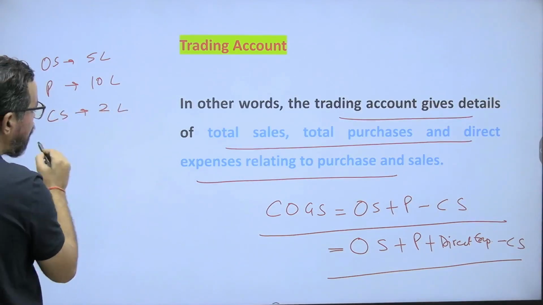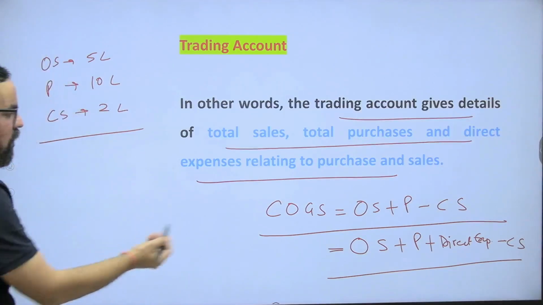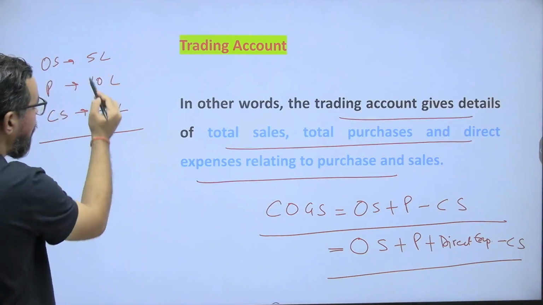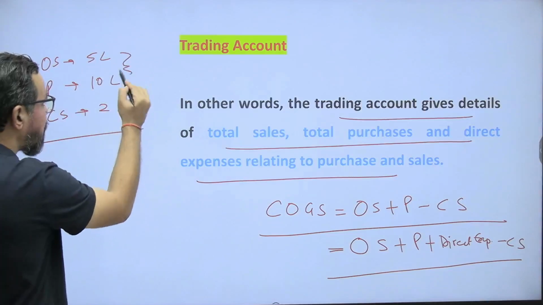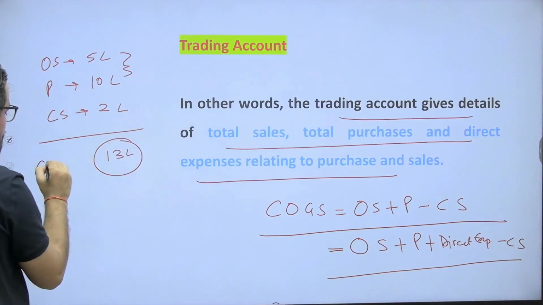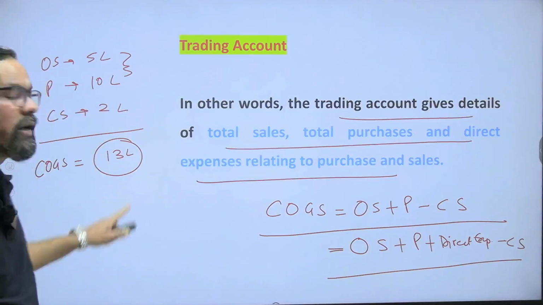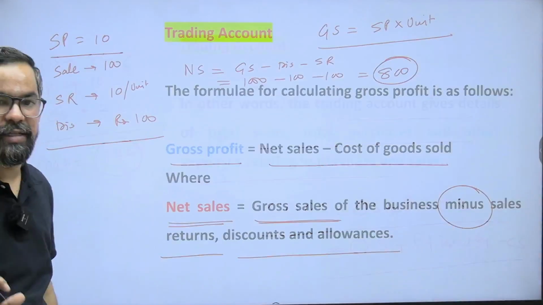So if you have to calculate the direct cost of this particular business, what will be your correct answer? Opening stock 5 lakh plus purchase 10 lakhs, 15 lakhs. 15 minus 2, 13 lakh is their cost of goods sold. So cost of goods sold is equal to 13 lakhs. If they have given some direct expenses, specifically mentioned, you have to add those in this particular case. As simple as that, right?